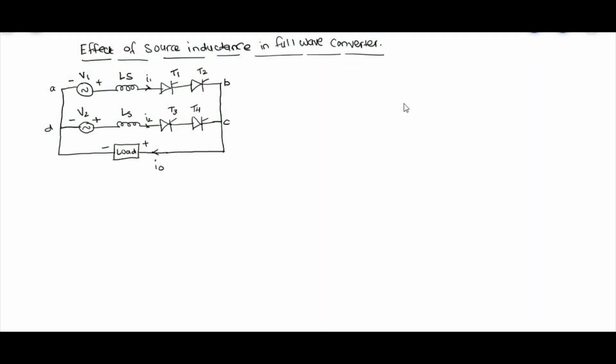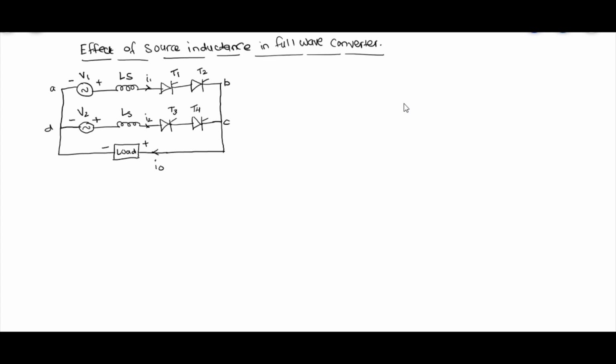Welcome students. To continue with the previous topic, we have discussed the effect of source inductance in a full wave converter. Let us proceed with the analysis part. This diagram you have already seen. This is the equivalent circuit of the full wave converter considering the source inductance LS. We have the points A, B, C, D.